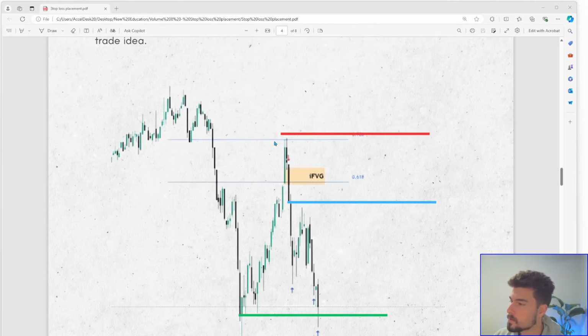Now I go about 1 or 2 ticks above, right? There's no real fixed thing for me. It's 1 or 2 ticks, give or take, but I don't go on the high or low. I always go a little bit above, just a little bit, just in case, right? Very rarely, but just in case, right?